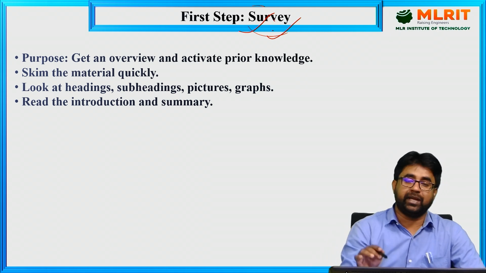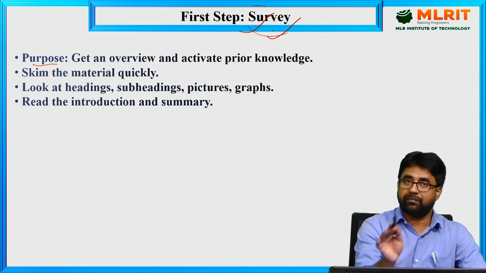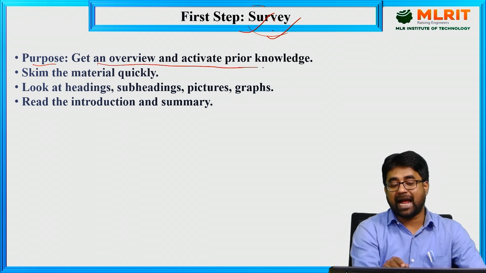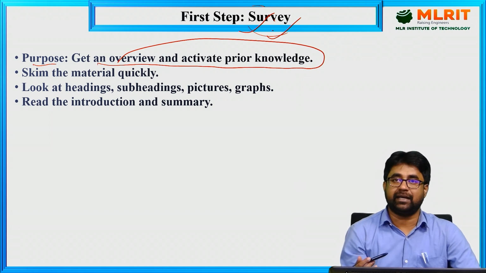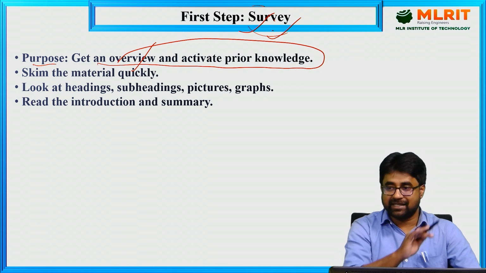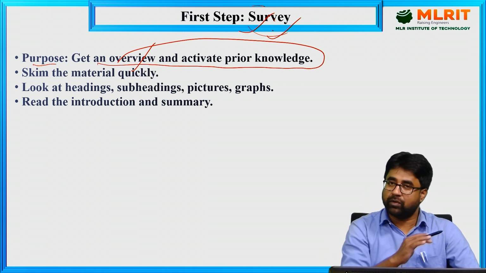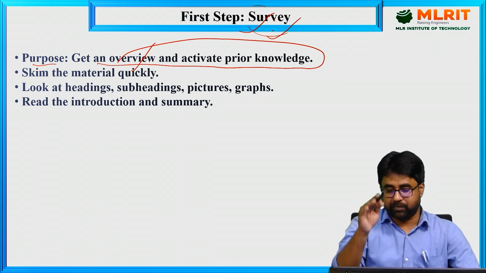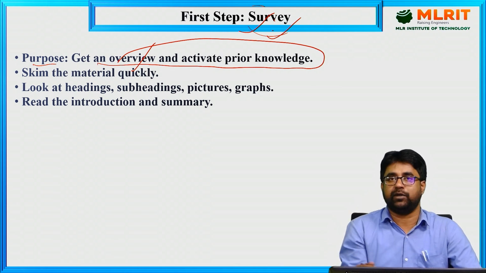The same kind of thing you have to do while you are reading a text. So what is the purpose? First, get an overview and activate prior knowledge. Before you start reading something in detail, you should have an overview of the text. What is the text about? The central idea, the central theme of the text. You don't need to read the entire text from the word go. You cannot do that, and you should not be doing that either.